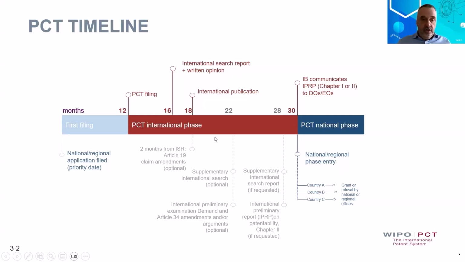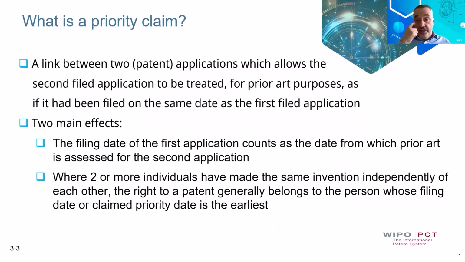Okay, and now I'm gonna try to jump one step back. Okay, so basically this is what I already kind of explained. This is like the first point here, that the filing date of the first application counts as the date from which prior art is assessed, also for the second application.